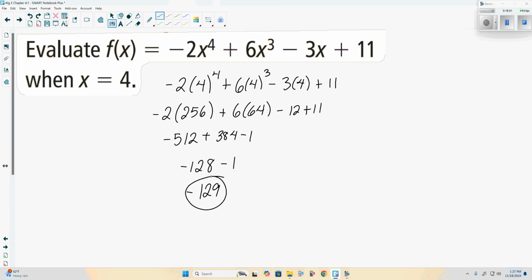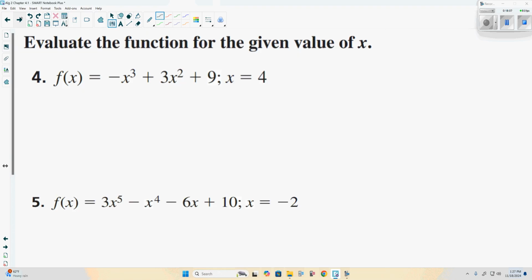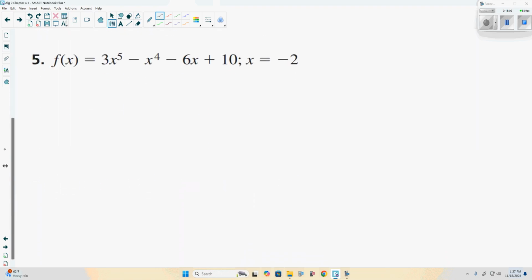All right, guys. Questions on evaluating? Now, I do need to be careful with negatives. We need to make sure we put parentheses around it, because without them, especially with x to the fourth, it would give you something different.